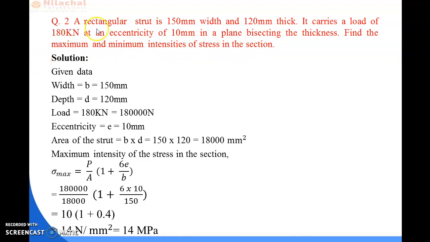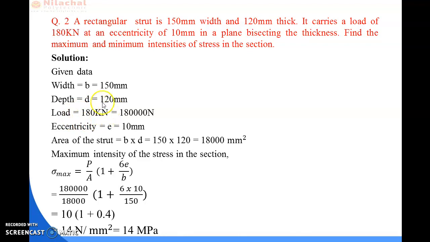So here you can see what the given data are. It is a case of a rectangular strut where B is given as 150 mm, that is the width of the section, and next is the depth of the section, that is 120 mm. The loading is given as 180 kN, which is a type of eccentric loading. Hence the eccentricity is given as 10 mm. So B is given, D is given and the load is given.